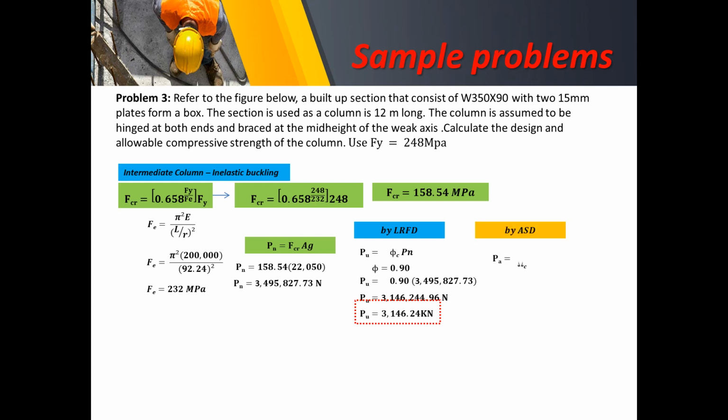For the allowable strength, we have to divide your nominal strength by the omega factor of 1.67 for yielding. Of course, 0.6 times the derived Pn. We have 2,097,496.64 newtons, which is also 2,097.5 kilonewtons. So this is the allowable strength by allowable strength design.